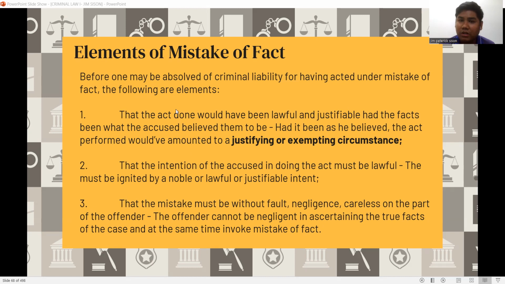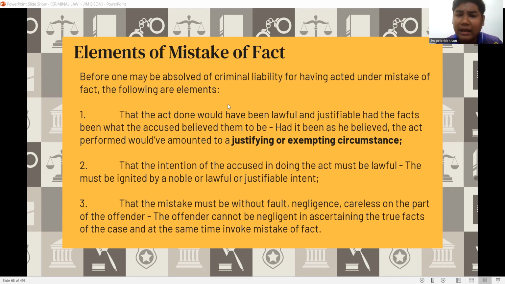Before one may be absolved of criminal liability for having acted under mistake of fact, the act done would have been lawful and justifiable had the facts been what the accused believed them to be. Had it been as he believed, the act performed would amount to a justifying or exempting circumstance. Justifying, meaning maybe the accused acted in self-defense. He thought a person was a threat, but later on he found out it was not a threat, it was only a joke, but he had already killed him. So there is mistake of fact.